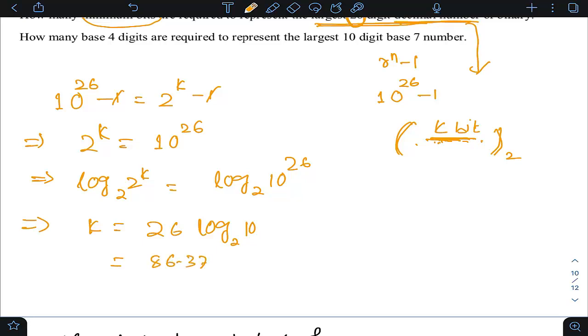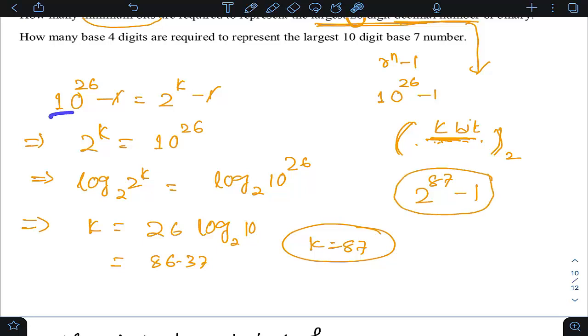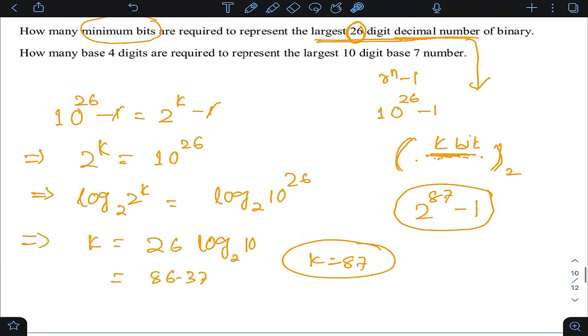So you cannot take any fractional part like 86.37, so you have to take 87. So the k value is 87. If you take 87 bits, you can represent this. In other words, 2 to the power 87 minus 1. So this number will be equivalent to 10 power 26, is what I want to claim. I hope you understood this logic.